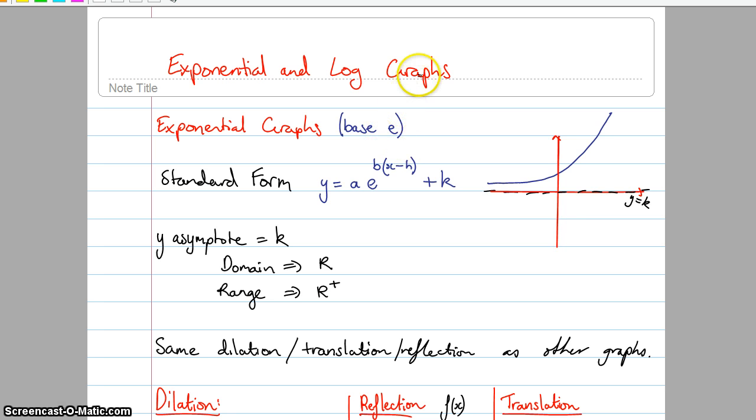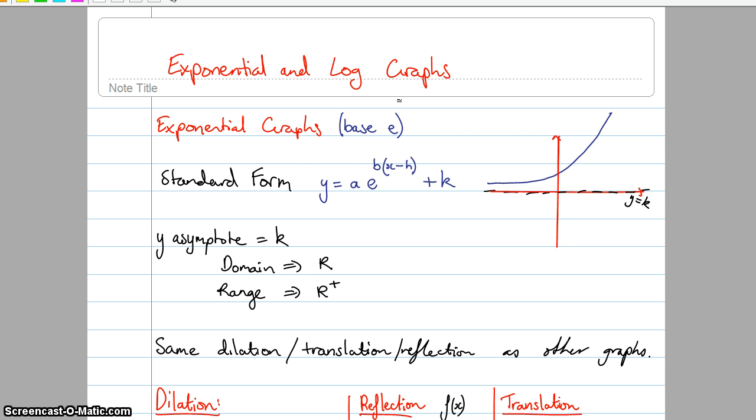e is Euler's number, approximately 2.71. I'm just going to use that because that's commonly what we use in Year 12. We could use any base, 2, 3, 7.3 if we wanted to, but I'm going to use e just for all these examples.